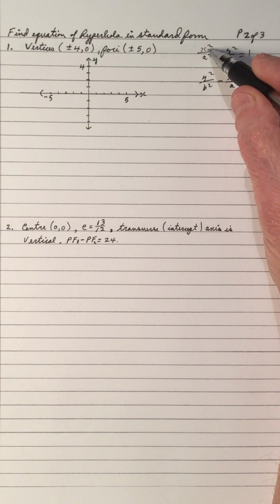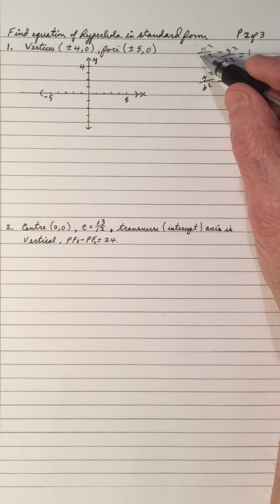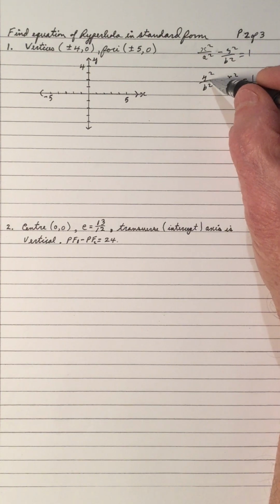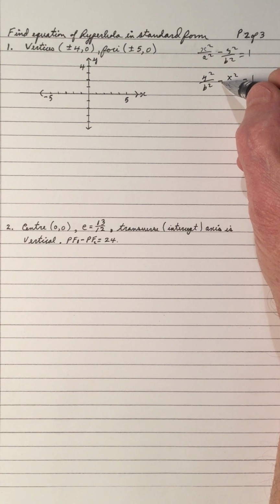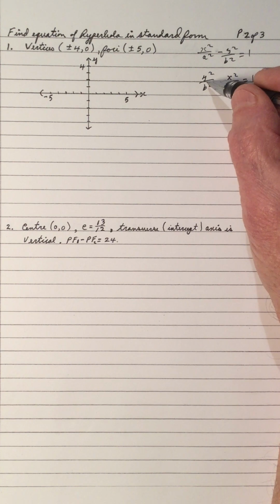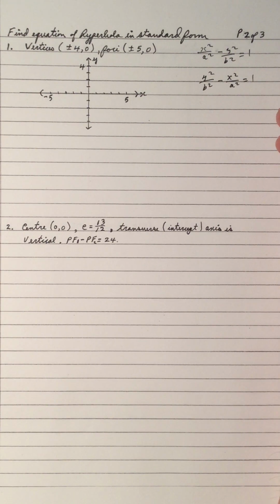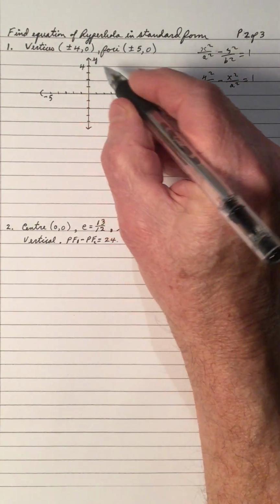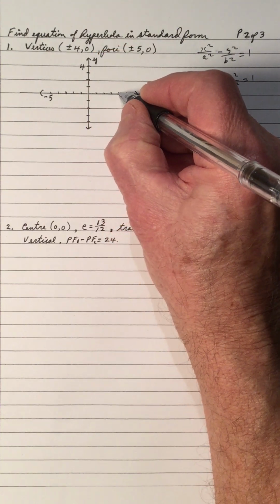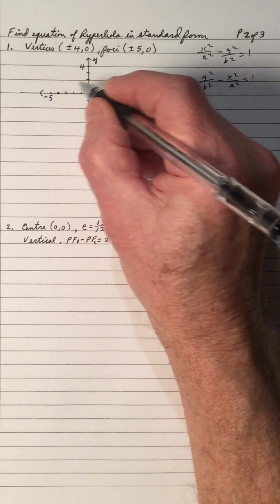When x squared is first, it has x-intercepts, or the transverse axis is the x, horizontal. And when y is first and the x is second with the negative, the transverse axis is the vertical axis, or the y. So the vertices are plus or minus 4, 0. So the vertex plus or minus 4, so that's 4, 0 here, and negative 4, 0 here.